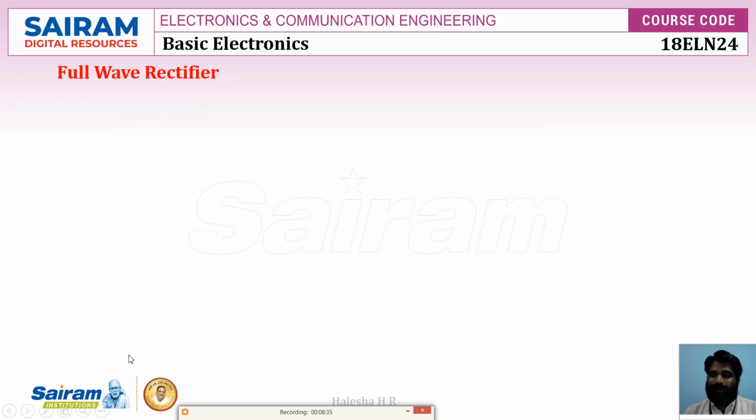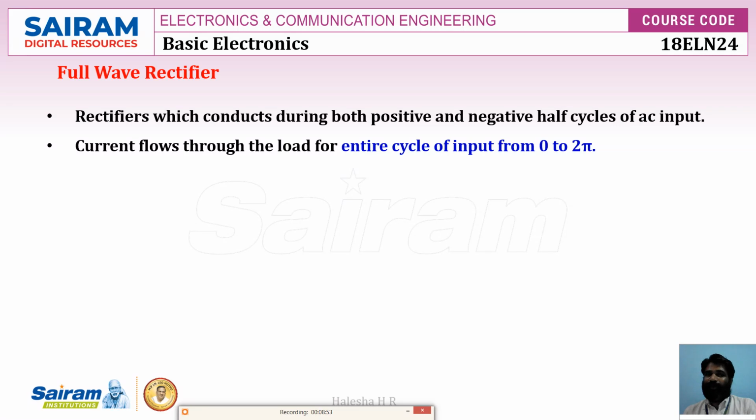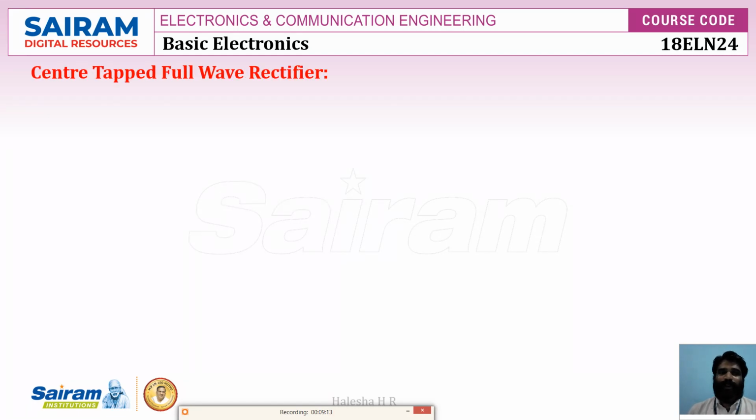Okay. Now we'll see full wave rectifier. As we observed in half wave rectifier, it conducts only during one half of the cycle. So in full wave rectifier, it conducts both half cycles. Rectifier which conducts during both positive and negative half cycle of AC input is called full wave rectifier. That means current flows through the load for the entire cycle of input from 0 to 2 pi. Again, it is classified into two types. One is center tapped full wave rectifier, and another one is bridge rectifier. Now we will see center tapped full wave rectifier.